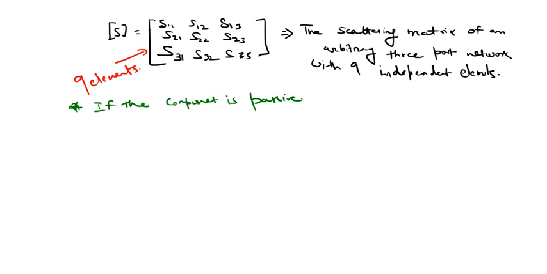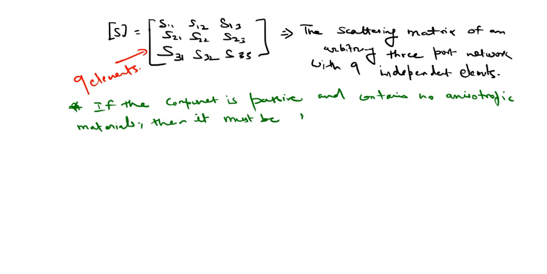So if the component is passive and contains no anisotropic materials, then it must be reciprocal. I will tell you what is reciprocal. It must be reciprocal.